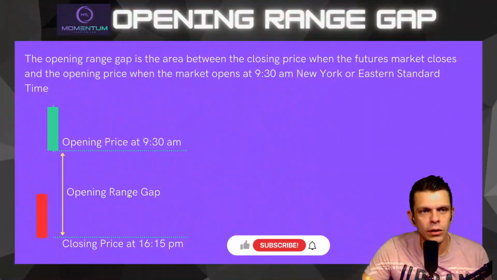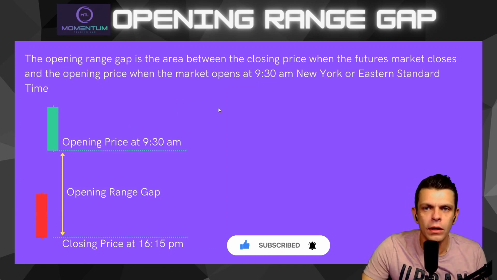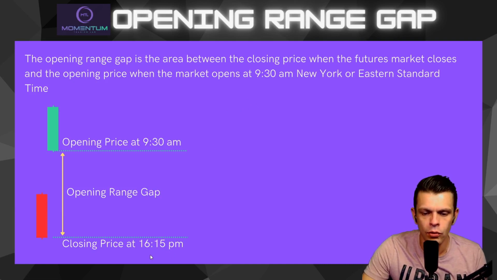Okay, let's discuss what the opening range gap is. The opening range gap is the area between the closing price when the futures market closes, that is at 4:15 in the afternoon for the Nasdaq and ES, and the opening price when the market opens at 9:30 a.m. New York or Eastern Standard Time. If we have a look at this graphic, this was the very last candle that printed just before 4:15. So the closing price was right at 4:15, and then the next candle was at the opening at 9:30 in the morning for the following day.